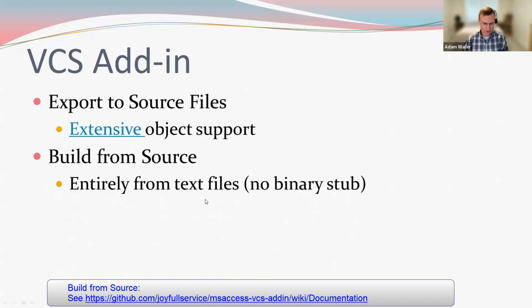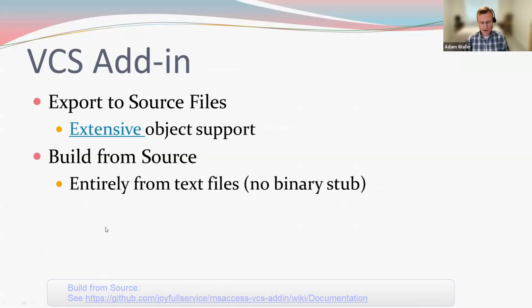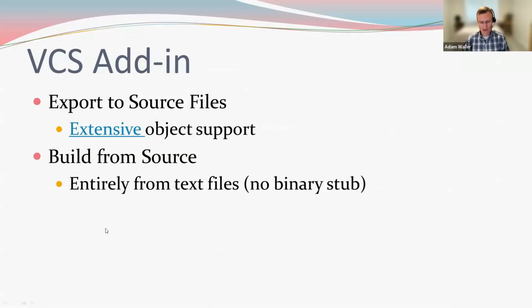This add-in's perhaps a little bit unique in that it does not use a binary stub. The original Microsoft SourceSafe add-in had a binary stub. So a lot of the add-ins that were made subsequently utilize that idea of stripping out all the forms, reports, and those objects until you have this binary stub, and then you add those things back in. But the one that I've developed doesn't do that. It just has everything from those straight text files.